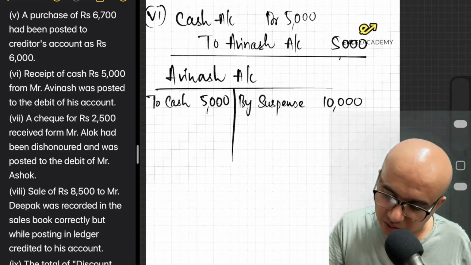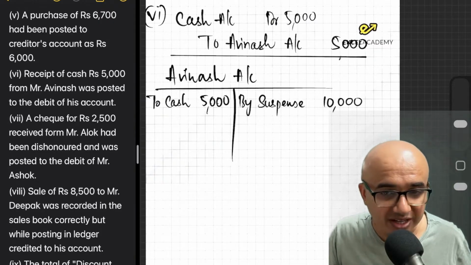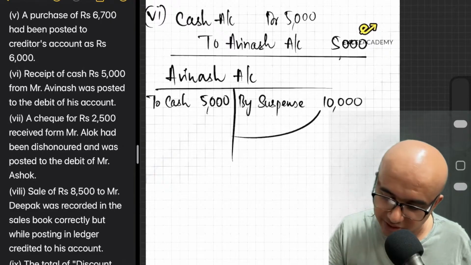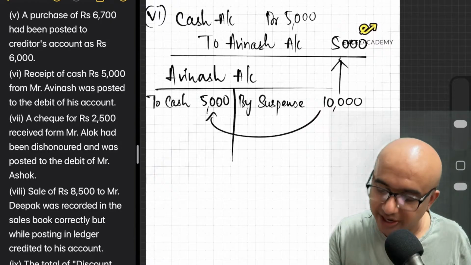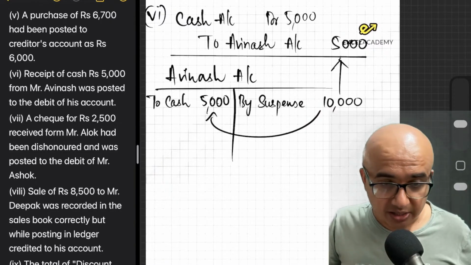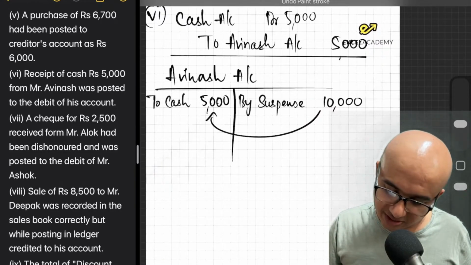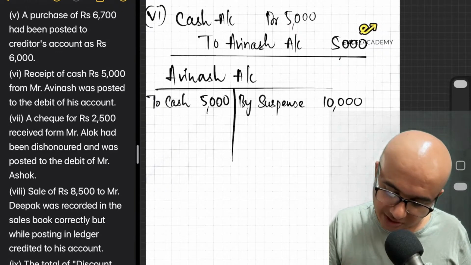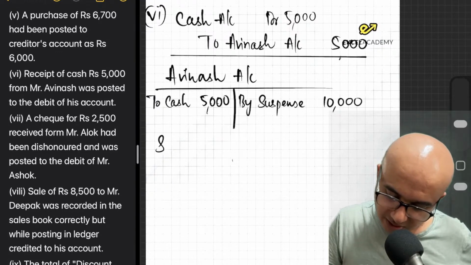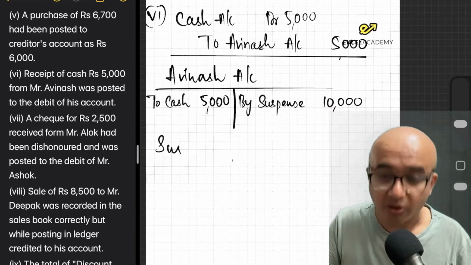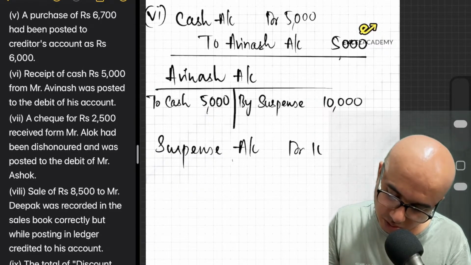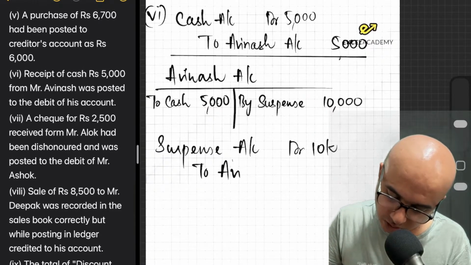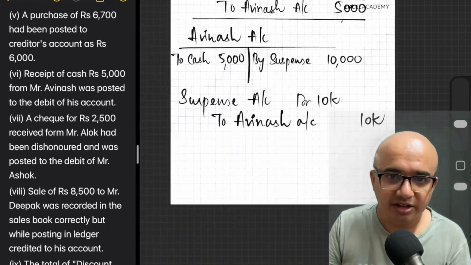It hasn't appeared. Now let us give that effect. By suspense 10,000. That means out of the 10,000, 5,000 will go towards rectifying this wrong debit posting. Remaining 5,000 will go towards the actual entry which they should have recorded. So by doing this, we have rectified the error. Now if I have to convert this into a journal entry, how do I do that? Very simple. The rectification entry which you will be writing in the exam: suspense account debit 10,000 to Avinash's account 10,000. That's it. So this is the rectification entry.